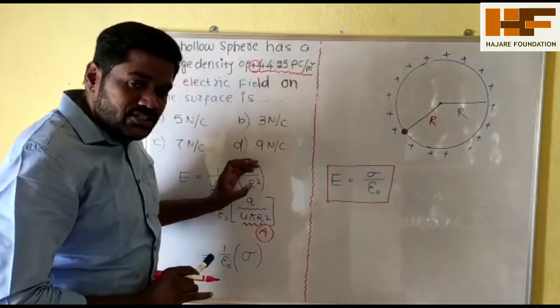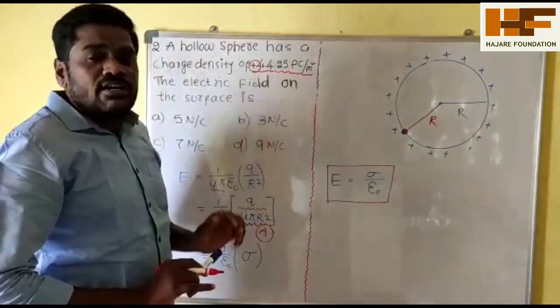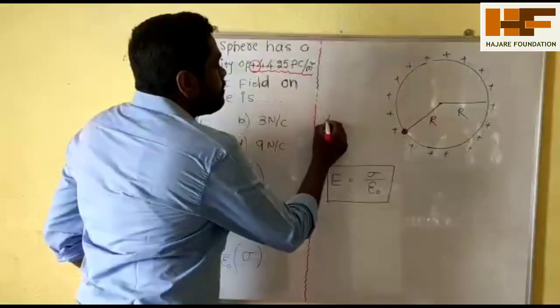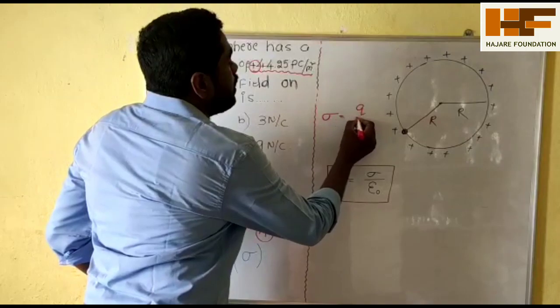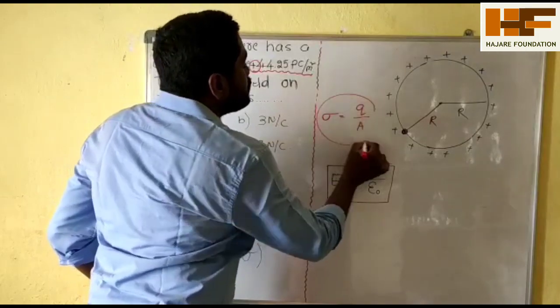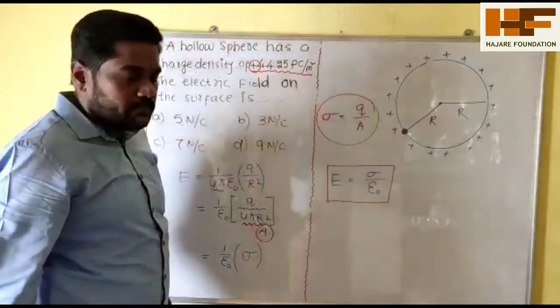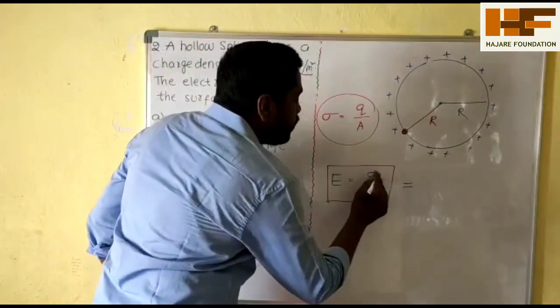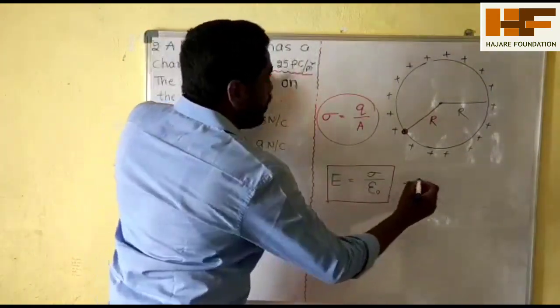Just convert the charge and radius formula into surface charge density by using what? Sigma is equal to what here? Sigma is equal to the amount of the charge by area. Just remember this formula and convert it by using that formula. Now just substitute the values. What will you get now? That is equal to sigma value what?